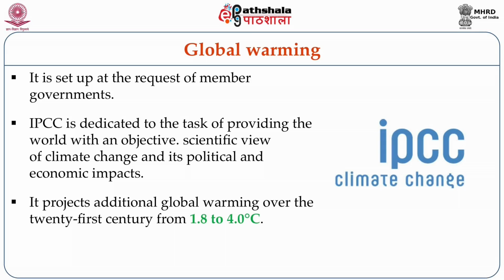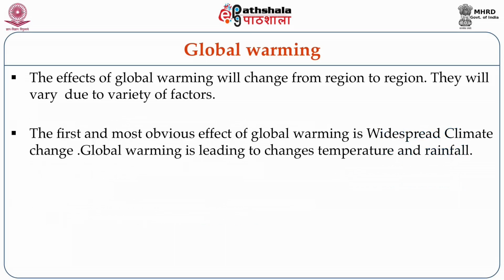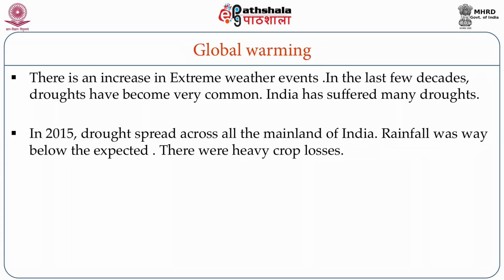IPCC is dedicated to the task of providing the world with an objective, scientific view of climate change and its political and economic impacts. It projects additional global warming over the 21st century from 1.8 to 4 degrees Celsius. The effects will vary from region to region. The first and the most obvious effect of global warming is the widespread climate change. It is leading to temperature changes and rainfall changes. There is an increase in extreme weather events in the last few decades.